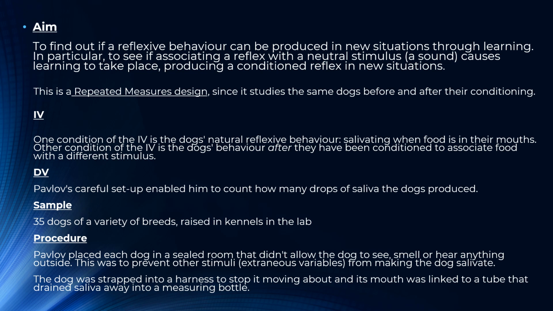So for the procedure, Pavlov placed each dog in a sealed room that didn't allow the dog to see, smell or hear anything outside. This was really important to control and prevent other stimuli or extraneous variables from making the dog salivate. When you're doing conditioning, it is essential that it is silent and there is no other stimulus available, primarily because you don't want that association to form with a confounding variable that you hadn't planned for. So it has to be really, really well controlled to make sure that those variables don't skew your data.